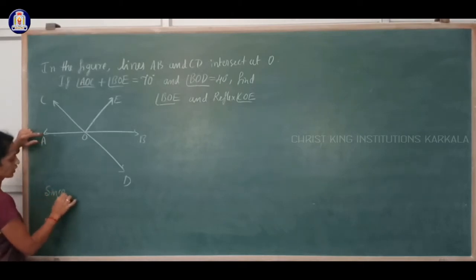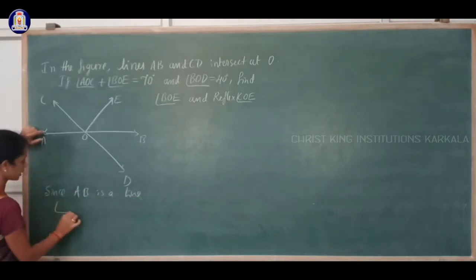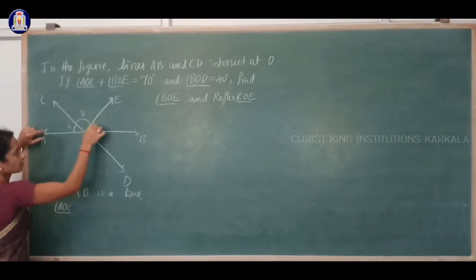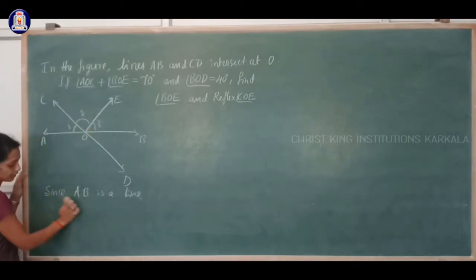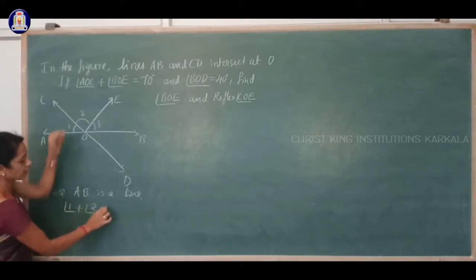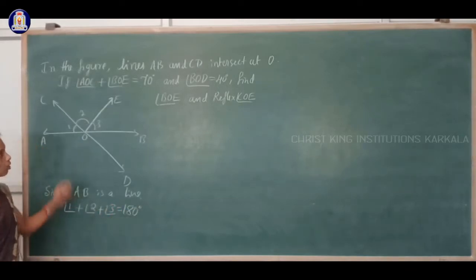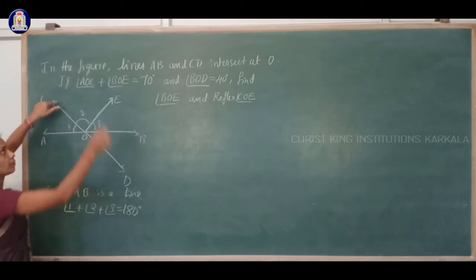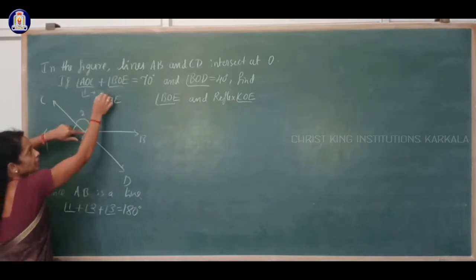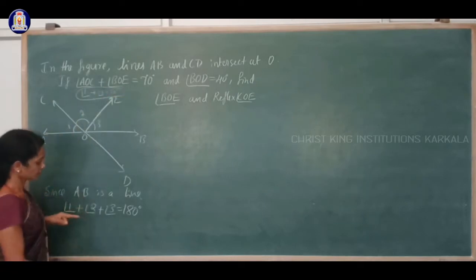Since AB is a straight line, what can we write? Angle AOC, I will take this as angle 1, this as angle 2 and this as angle 3. So I can write those angles in short as angle 1 plus angle 2 plus angle 3 is equal to 180 degrees. Now what are we given? Angle AOC, that we took as angle 1, plus angle BOE, that we took as angle 3, is equal to 70 degrees. So we use that.